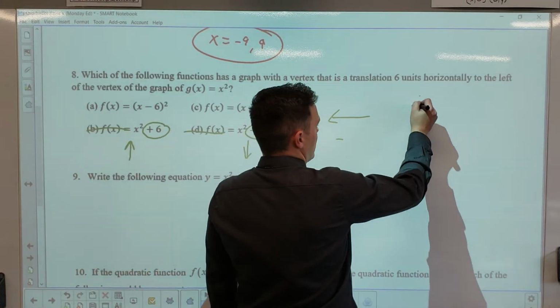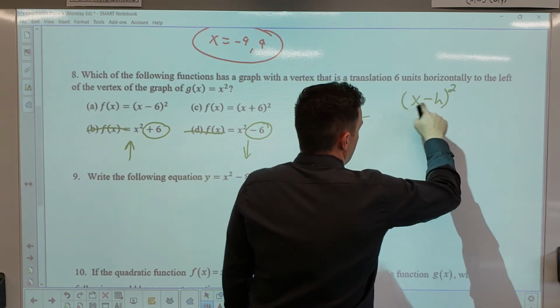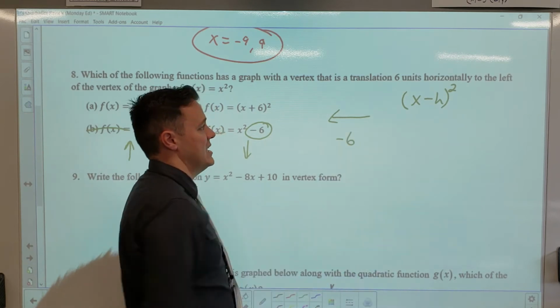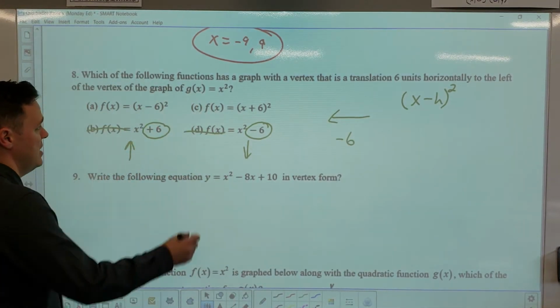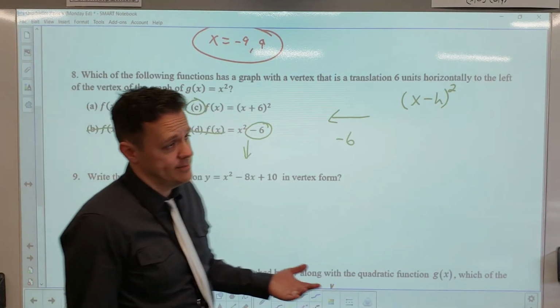Well, ladies and gentlemen, the original function is supposed to be (x - h)². If it's x minus h and you know you're going -6, which one of these two is it going to be? It's going to be C. Please put it in Desmos and double check.